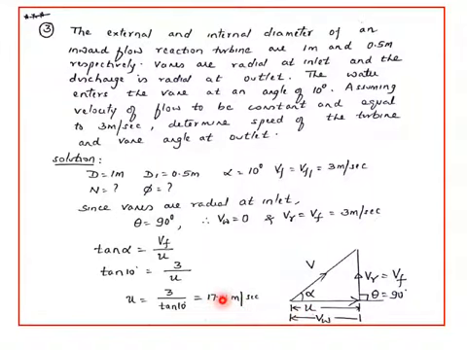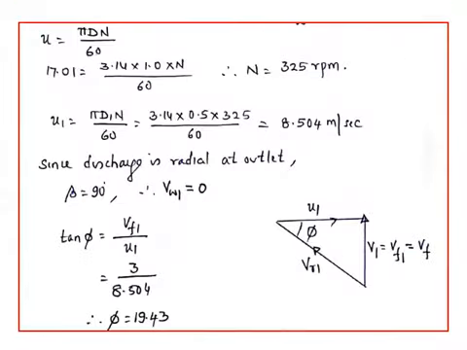Using U, and since D is known, N can be found. So unless you draw this diagram, you cannot solve this problem, so you have to know that. It is a right angled triangle whenever the vanes are radial at inlet. Using U is equal to pi D N by 60, you know U and you know D, so N can be calculated, which is 325 rpm. Similarly, knowing N, you can calculate U1, which is pi D1 N by 60, so therefore 8.504 meter per second.